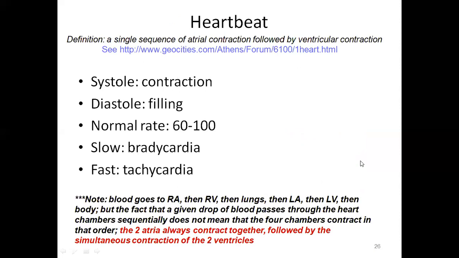Now we'll discuss a few terms like systole and diastole. Systole means contraction of the muscles of the heart, and diastole means relaxation. Now the normal heart rate is 60 to 100. If the heart rate is slow, that is bradycardia, and if it is very fast, that is known as tachycardia.